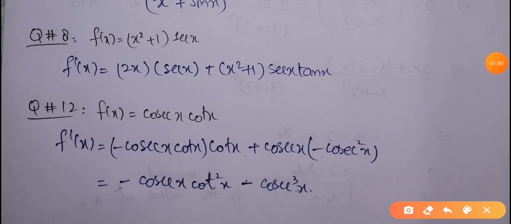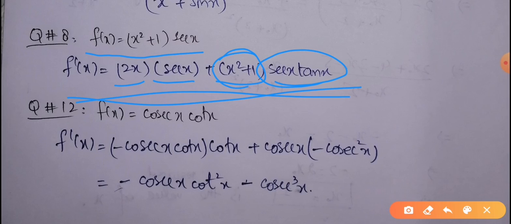Next we have question number 8. f of x is equal to x square plus 1 into secant x. Again there is a product of functions, so we have to apply the product rule here. So the derivative of the first function is 2x and secant x as it is, plus the derivative of the second function, secant x, which is secant x tan x, and the first function as it is. So here is the final answer for this. You do not need to simplify it further.